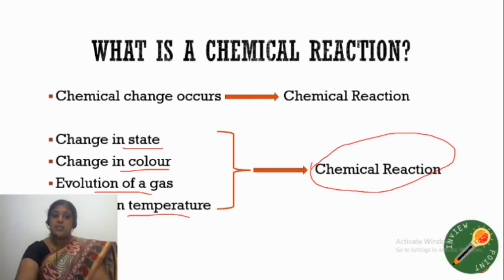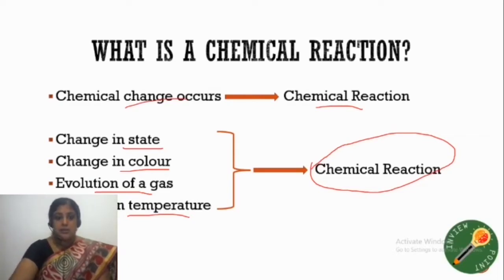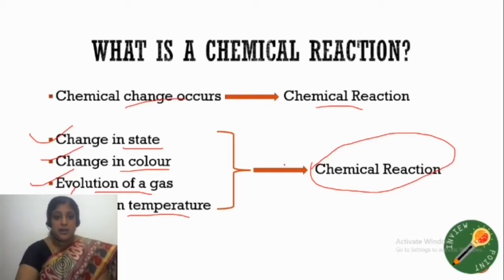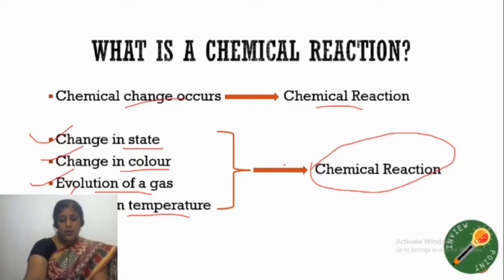So first we studied that whenever a chemical change occurs, we can say that chemical reaction takes place. Now from all these above three examples, we can say that whenever there is a change in state or change in color or evolution of gas occurs or change in temperature, then a chemical reaction has taken place. You may find one or more of these observations whenever a chemical reaction takes place. Is that clear, students?